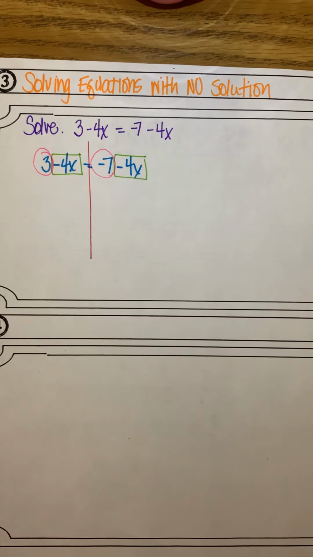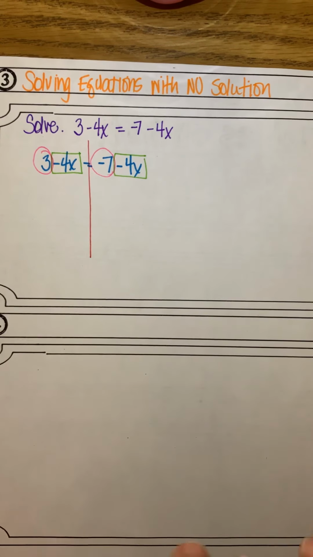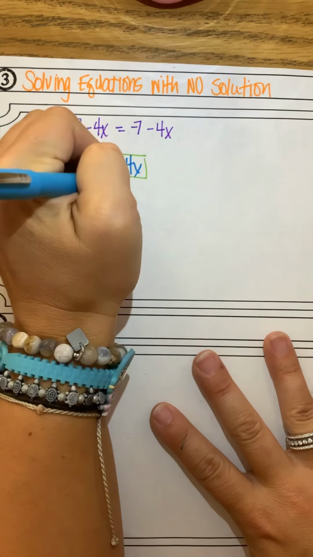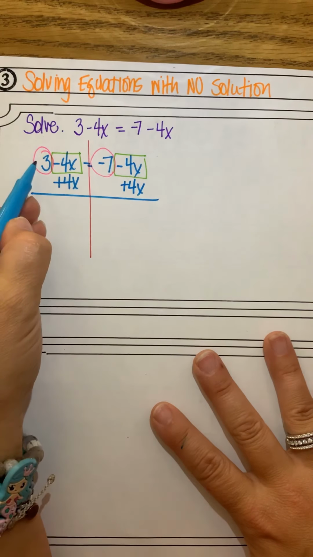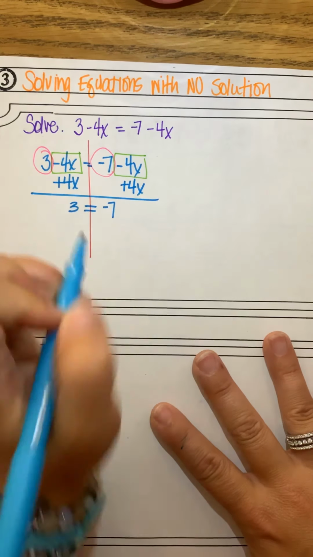So remember, our first step is to move our smallest variable term. Now you're probably saying to me, my variable terms are the same, so it doesn't really matter which one you're moving at this point. So I'm going to add 4x to both sides. That's going to leave me with 3 equals -7.